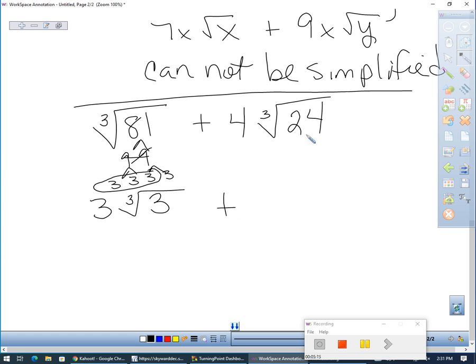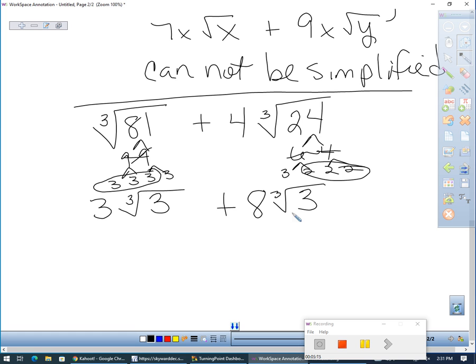Plus, let's go over here, 24. Breaks down into 6 and 4, 8 and 3, right? 6 and 4, that's 3 times 2, and 4 is 2 and 2. So you can take a group of 2s out. When I take it out, what does it do with the 4 out front, Irene? Good. So we're going to have 8 cube root of 3.